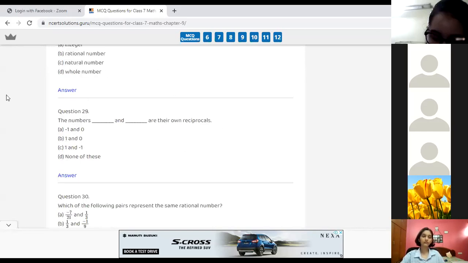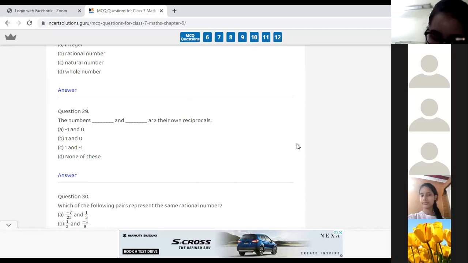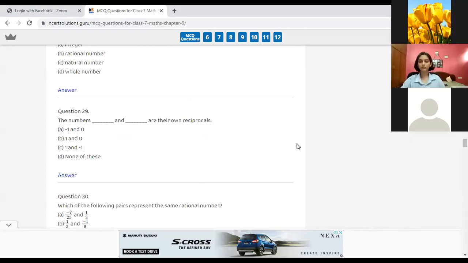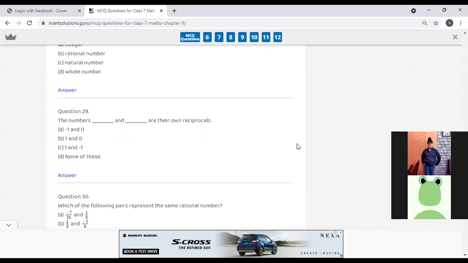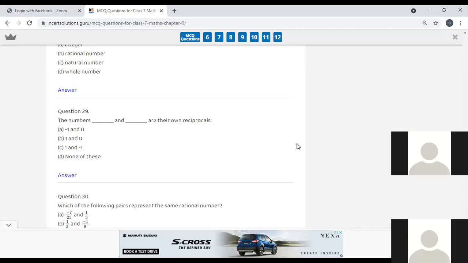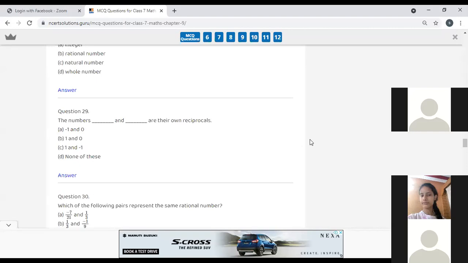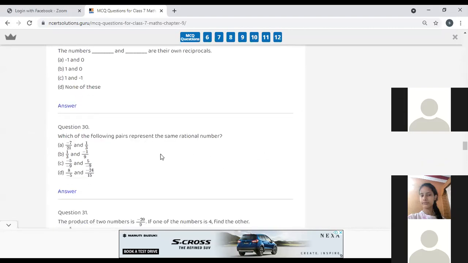Now, this question has come that I have already asked: the numbers that are their own reciprocals. Who will tell me this? 1 and -1. Sanya, can you answer any question? If you are willing to give an answer, I want you to answer me. Yes, ma'am. Aryan. Yes, okay. Sanya, answer the next question.